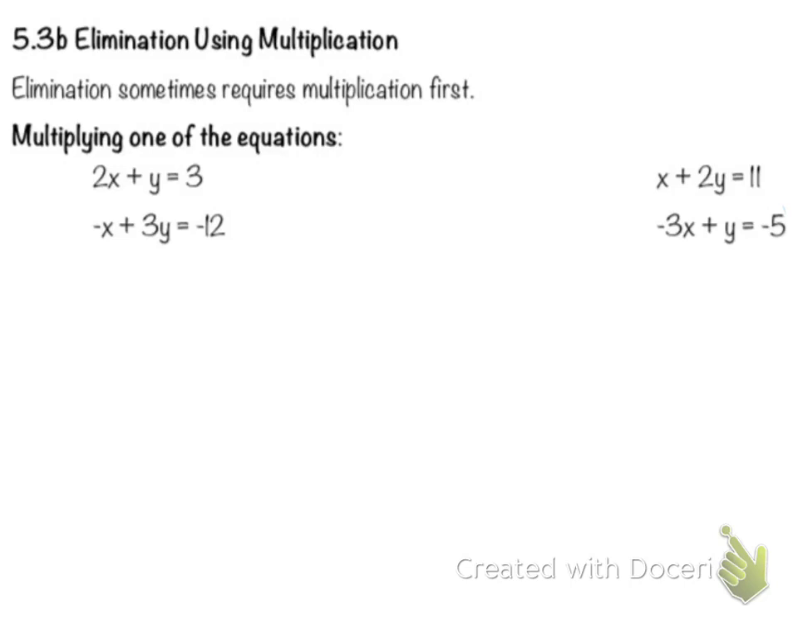So sometimes we have to multiply first. Because we look at these equations in the first example, 2x plus y equals 3, and negative x plus 3y equals negative 12. We say, is everything lined up? Yep, that's a great check. Okay? Then we say, are we ready to eliminate though?